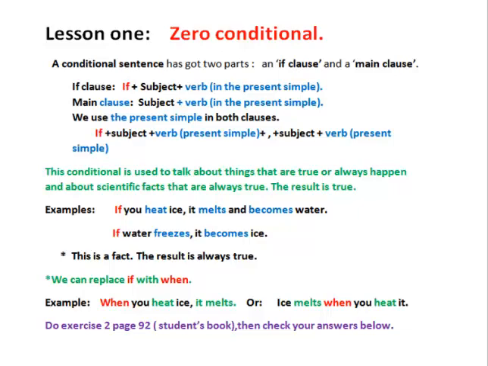If water freezes, it becomes ice. You see, these two examples here started with the if clause, so there is a comma between the two clauses. In case I want to start this sentence with the main clause, I would say water becomes ice if it freezes, right? And when I start with the main clause, I don't need the comma.